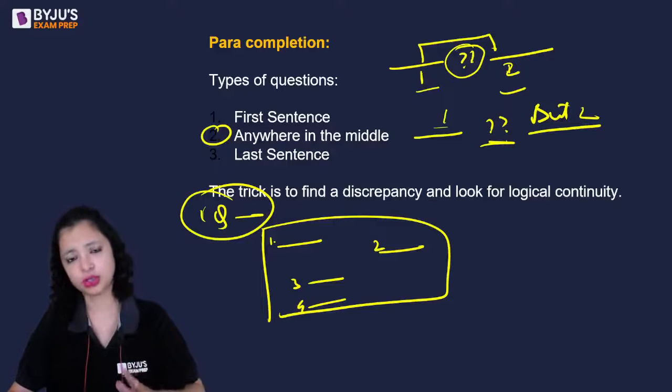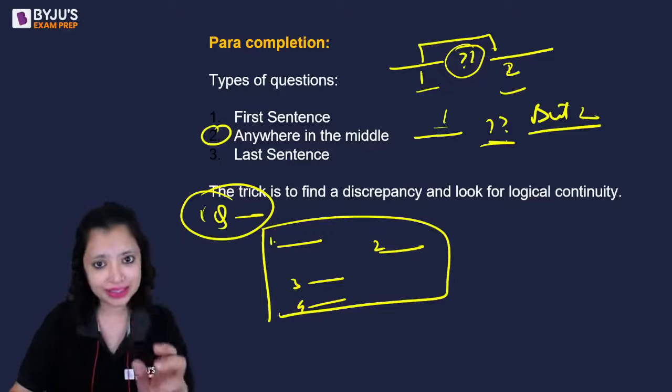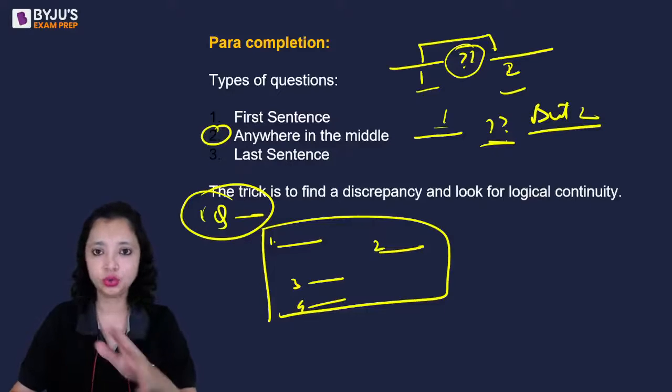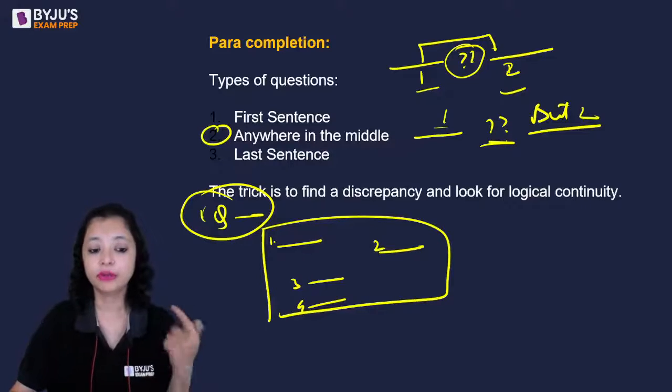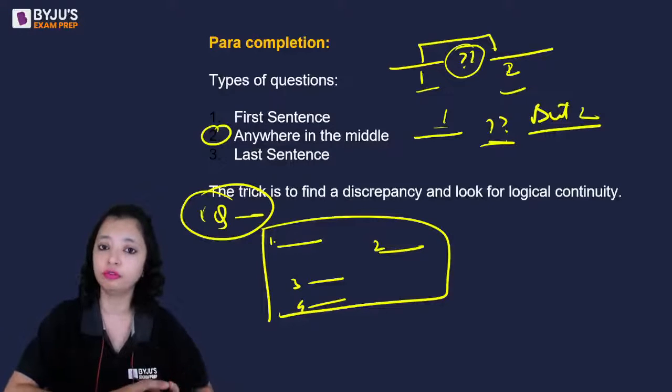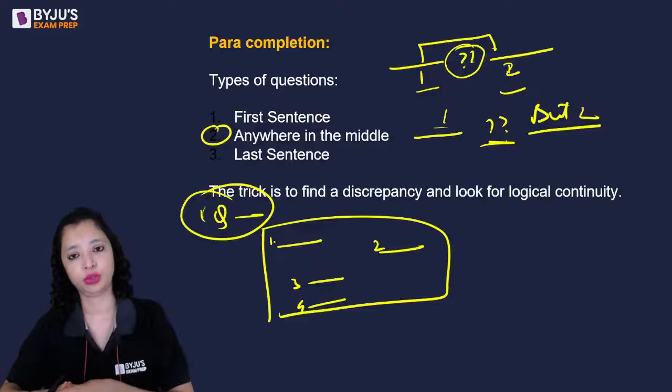Let's solve a first question. Let's see if we can understand the two concepts discussed with you, and let's see if we can apply them to solving these questions. The theoretical class for para completion has already been done. This is only a revision for you because we are trying to solve some questions today.